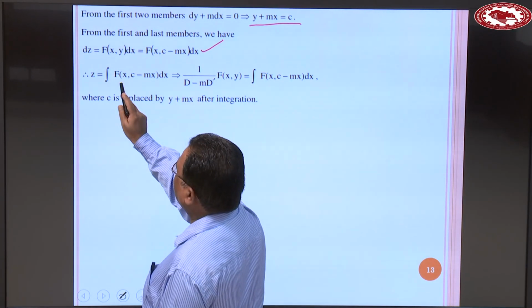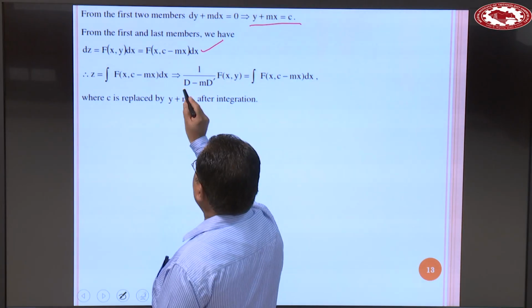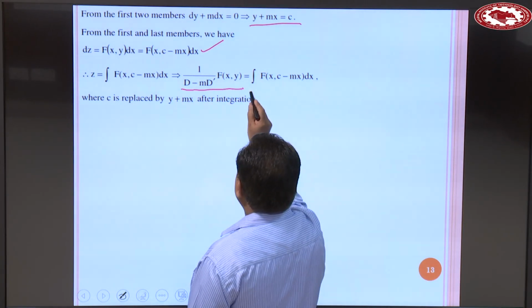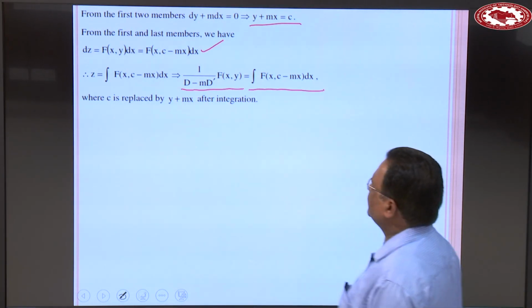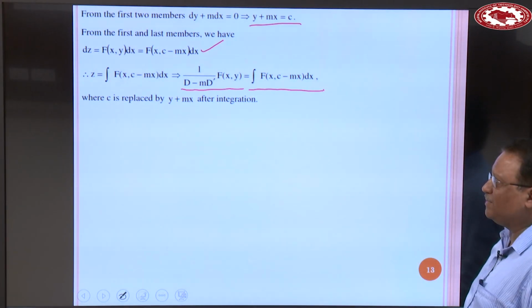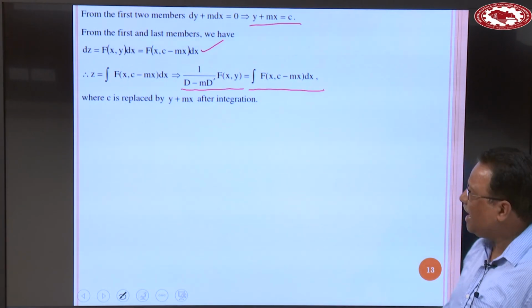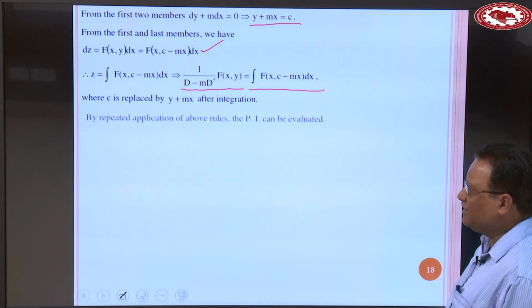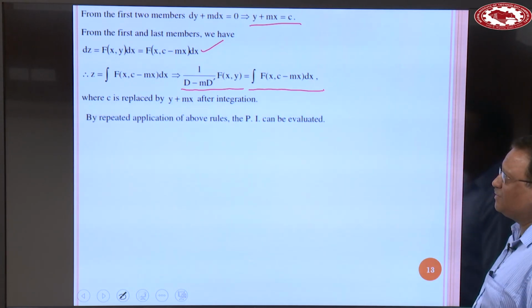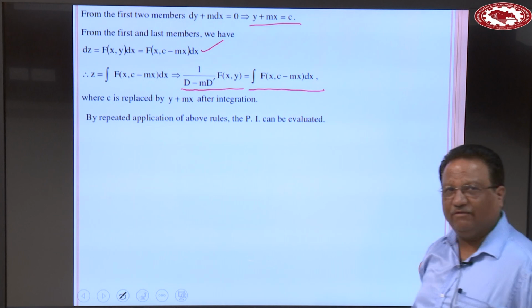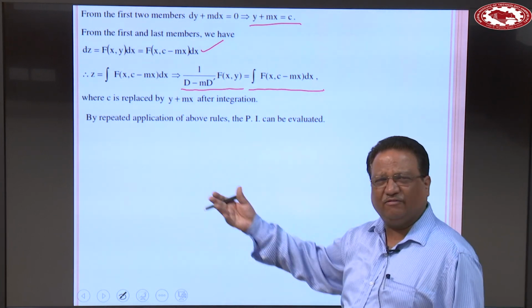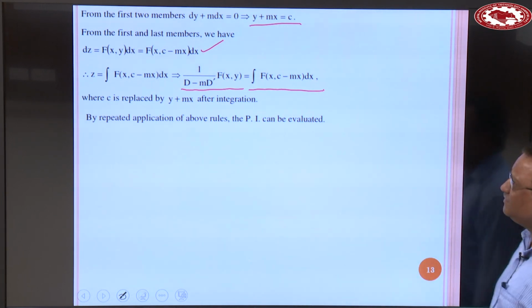Z is integral f x c minus mx dx, and that one is this result, and that one is integral function of x c minus mx dx, where c is replaced by y plus mx after integration. And by repeated applications of the above rules, the PI can be evaluated. So this is the process of evaluating the particular integrals for these types of problems.